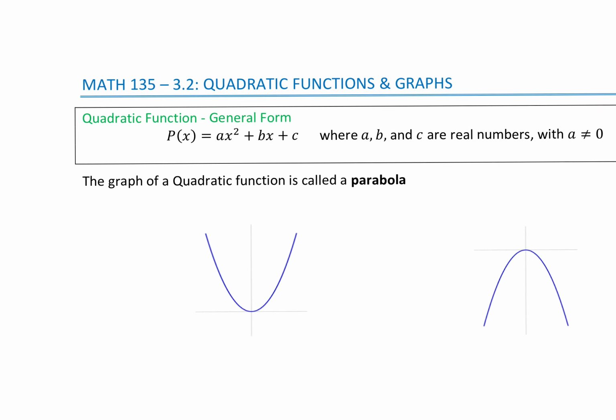You may not be used to using this p of x, and the only reason why our book is using p of x is because quadratic functions are just a special form of a polynomial. So in a later section, we're going to be talking about polynomials, and we'll be using this capital P. So it's just a function, p of x equal to ax squared plus bx plus c, and I know we're all familiar with the ax squared plus bx plus c. So a and b are just real numbers. Here a cannot be 0, but it's okay if b or c is 0.